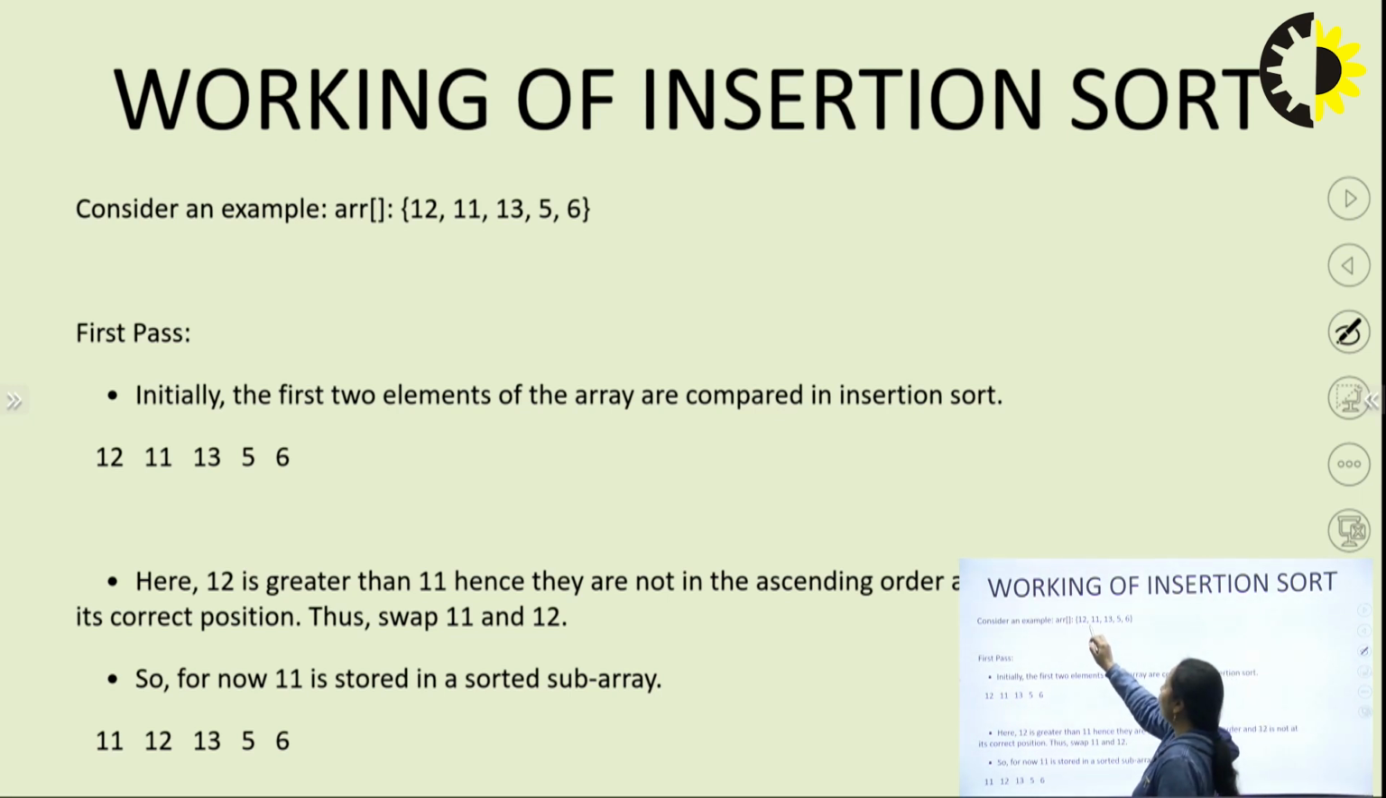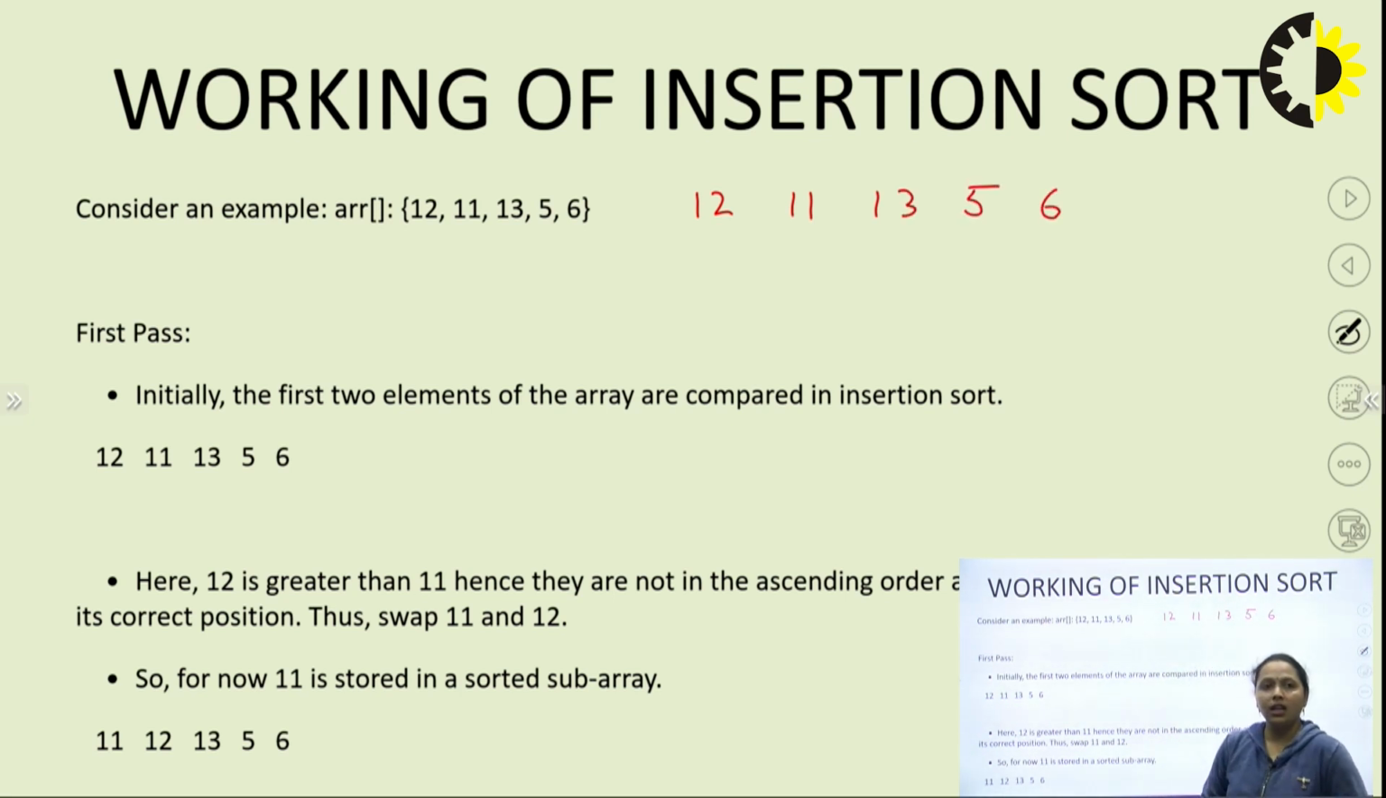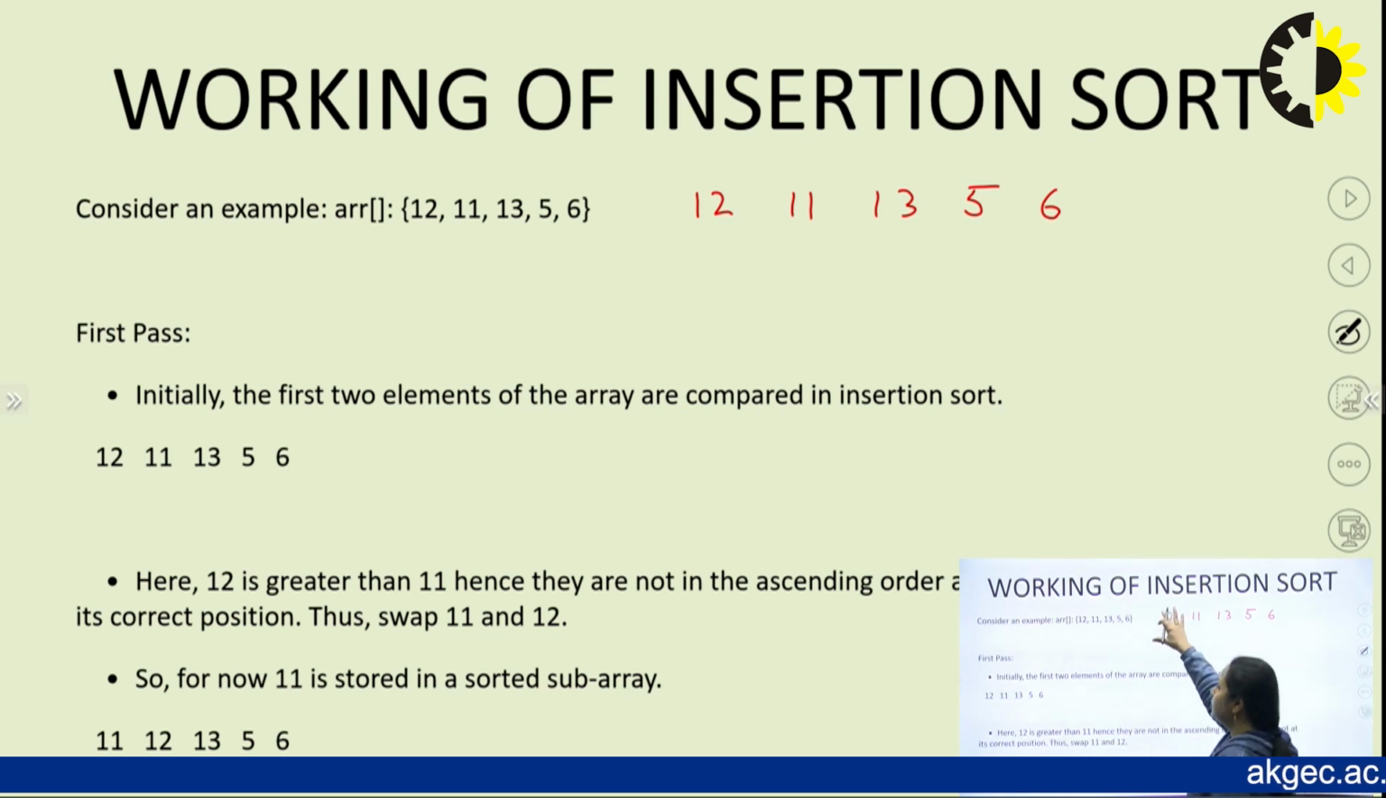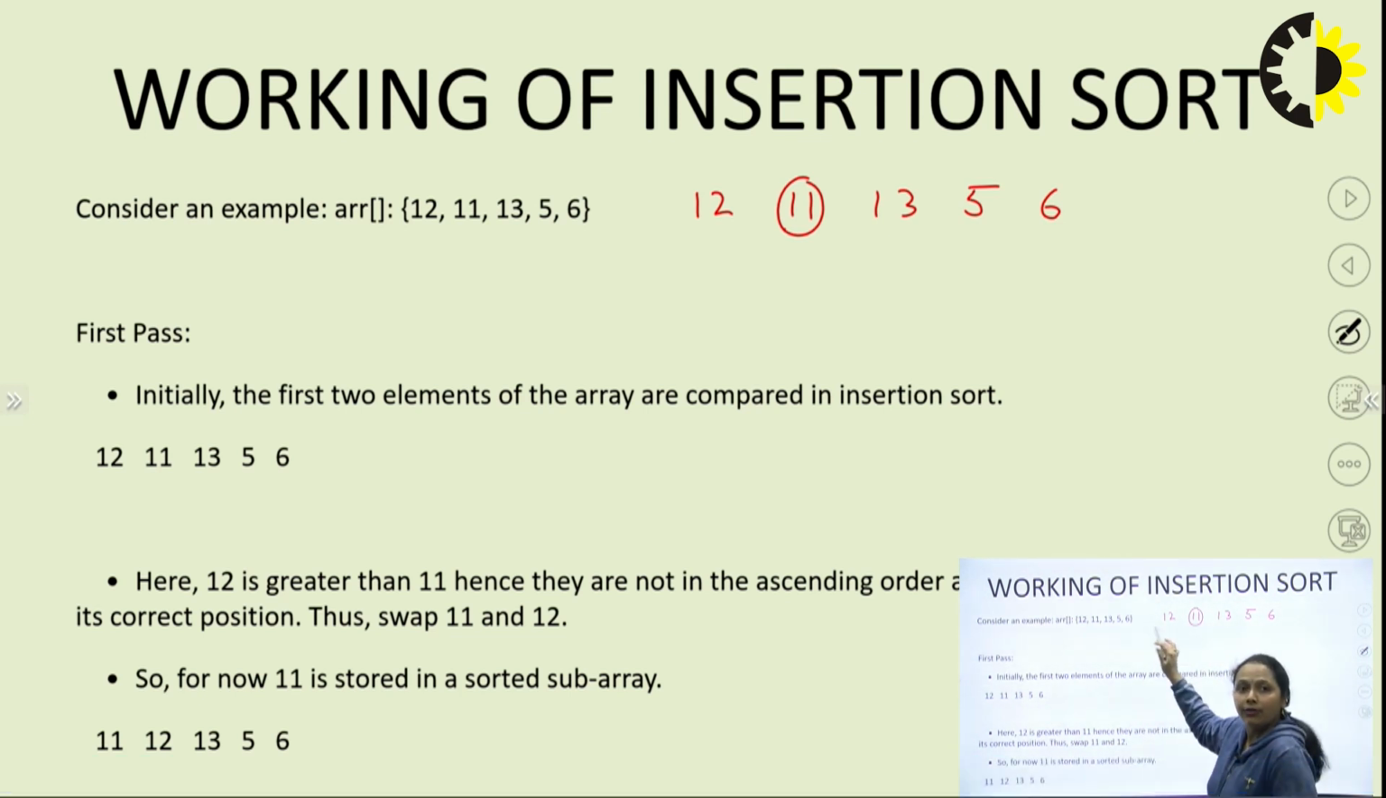We have an array of 12, 11, 13, 5 and 6. It is being assumed that the first element of the list is at its correct position, which means we can say that 12 is at its correct position. So, what we will do? We will compare the second element, that is 11, with 12. We can see that 11 is less than 12, which means the correct position of 12 is after 11.